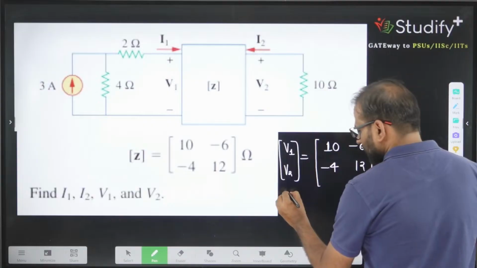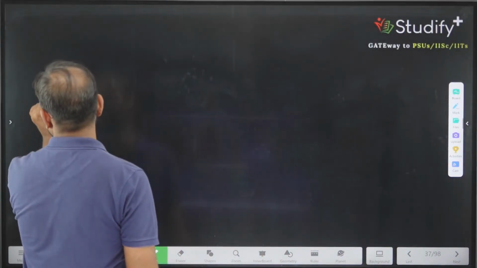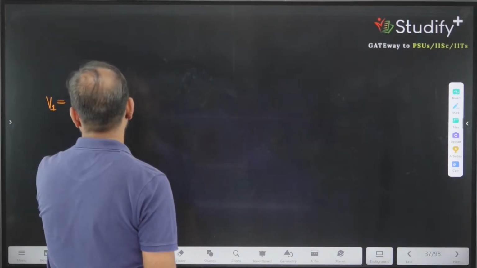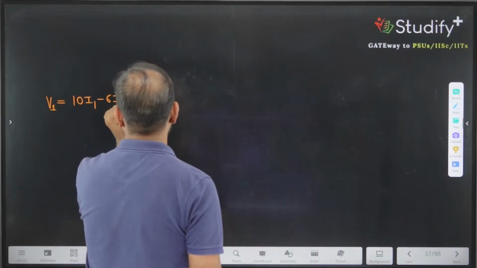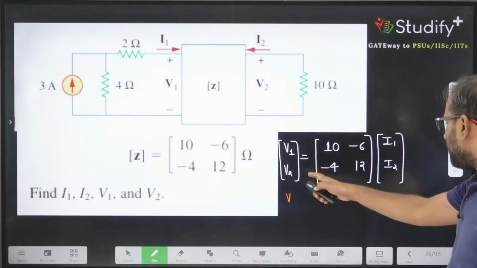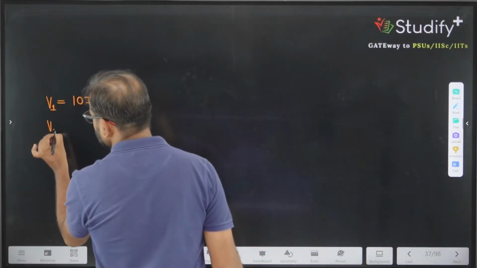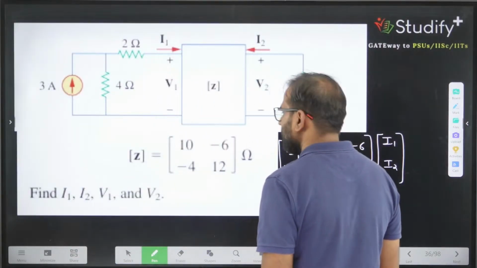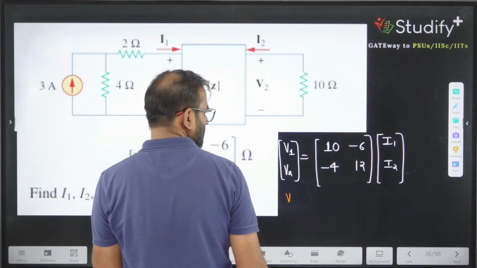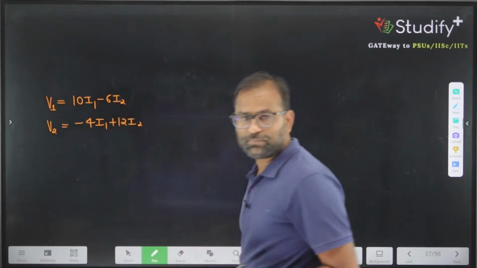V1 is written as 10 I1 minus 6 I2. How do you define V1? 10 I1 minus 6 I2. And how is V2 written? V2 is written as minus 4 I1 plus 12 I2.